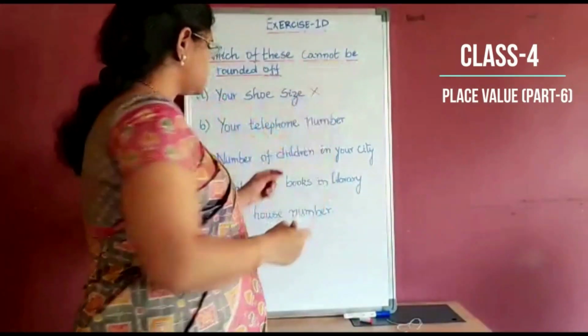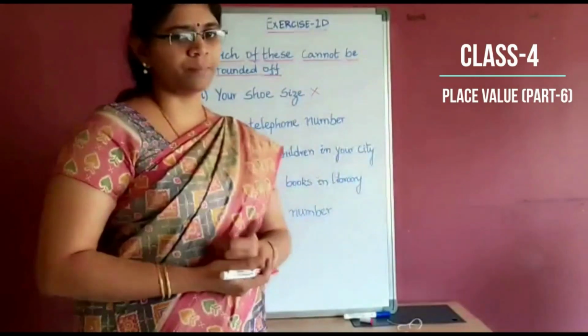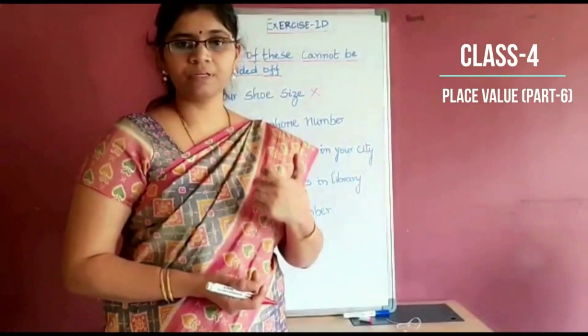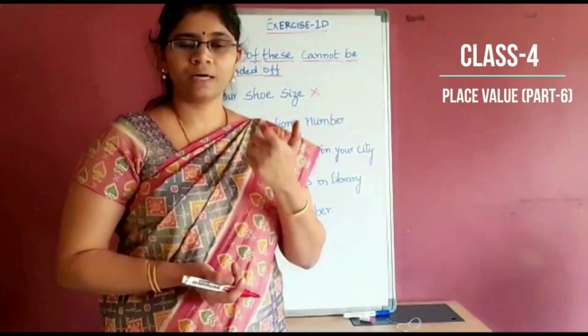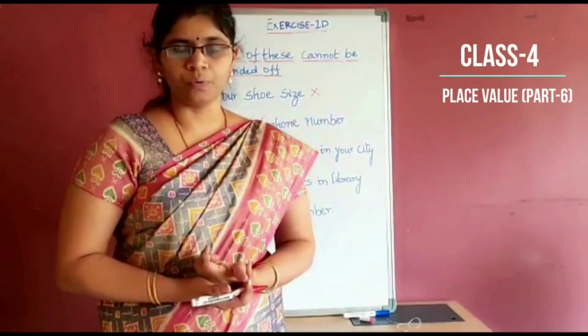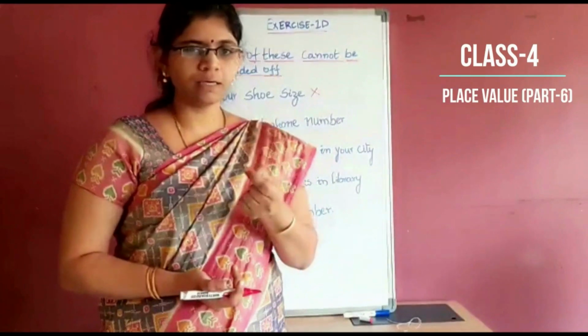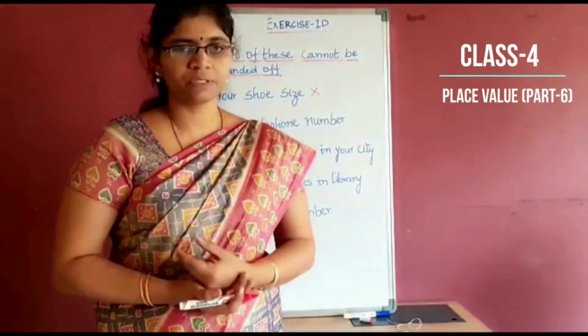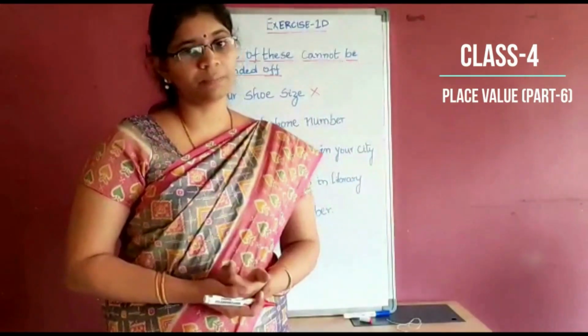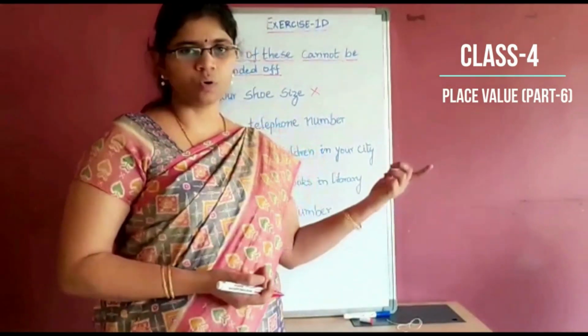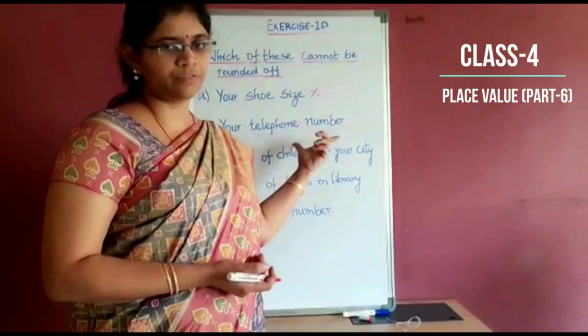Okay. Now see the next one, your telephone number. Exactly the digits which are there in your number should only be connected to make a call to you. If I type any single digit by mistake, the whole number goes wrong and it will be connected to some other person. Isn't it children? So we can't round off the telephone number here.